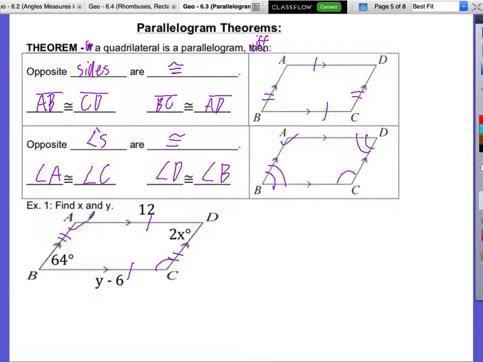What else would be congruent? This would be congruent, right? So could we set up some equations to solve for x and y now, if we know they're congruent? I want you guys to set up and solve for x and y, and then raise your hand if you have questions when you're done solving for both x and y here.